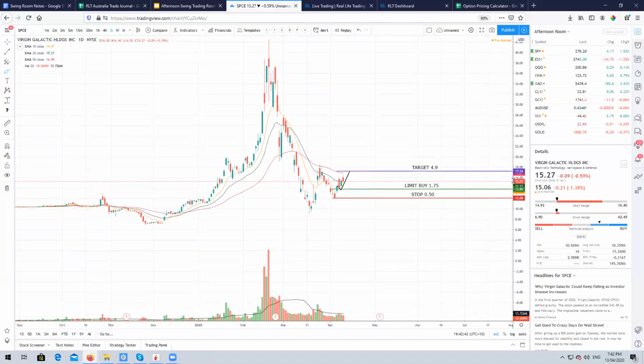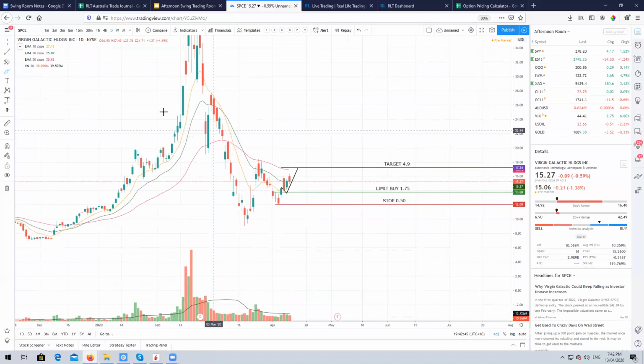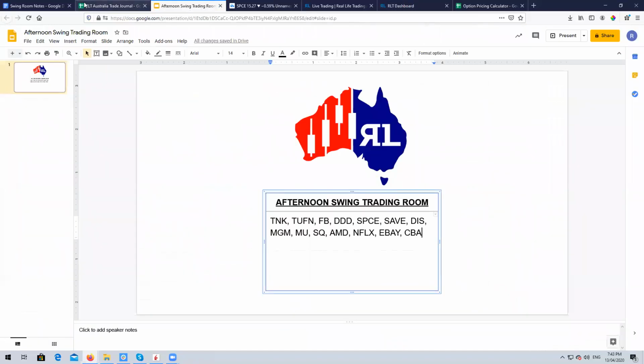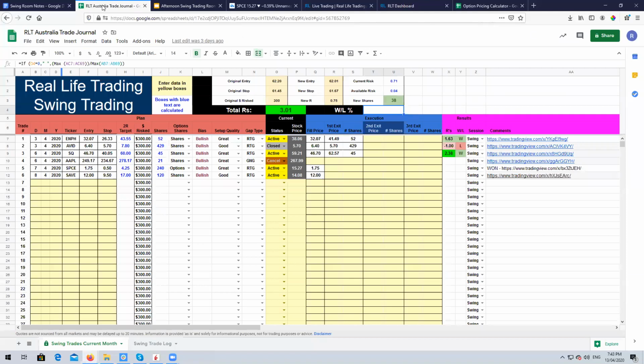And then on Wednesday, if we're still not up 1R, most likely we'll just close it for a small gain. You can close it now if you really want to just take the 1R. It's about 1R up at the moment. So SPCE looks good. SAVE. Now this one we are in already.